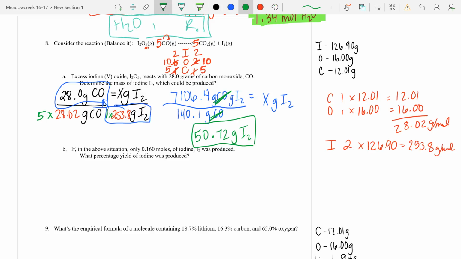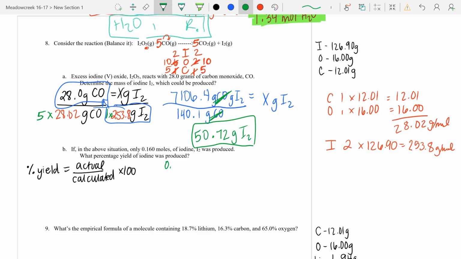Now, the question here in part B is they want to know in the above situation, if only 0.160 moles of iodine was produced, what percentage of iodine was produced? Now, we know that this is our good old formula, percent yield, which again is equal to our actual divided by our calculated, or what you were expecting, times 100. Now, in part A, we're expecting to make 50.72 grams, and they say we actually produce 0.160 moles. Now, in order to do the percent calculation, they have to be in the same units. So we need to start from there.